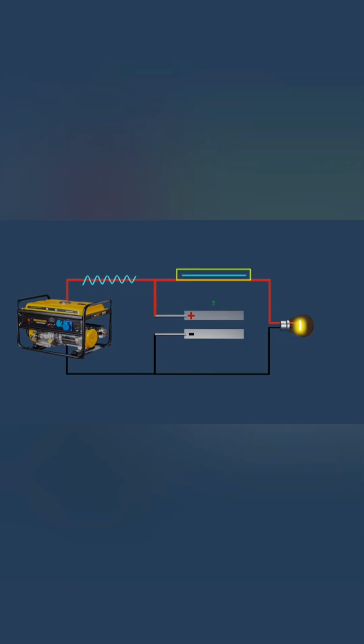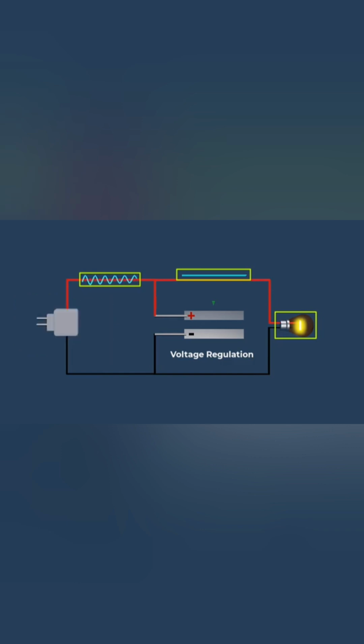Maintaining a constant voltage level across a load, despite variations in the input voltage, is called voltage regulation. Capacitors are widely used in power supplies for voltage regulation.